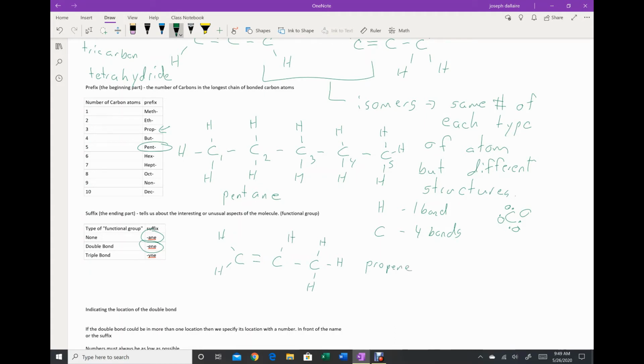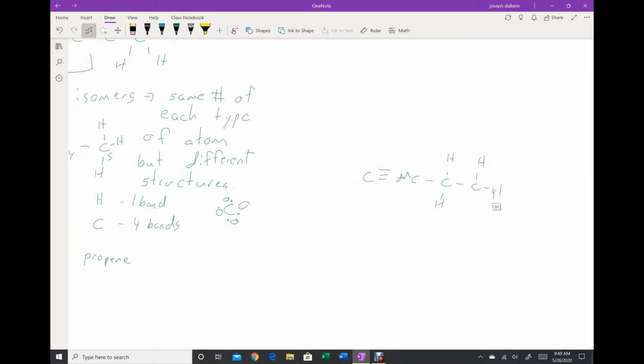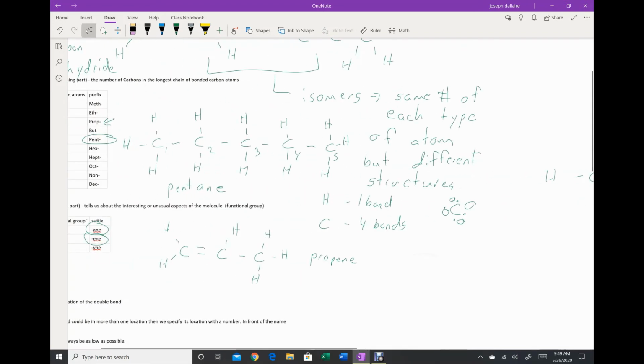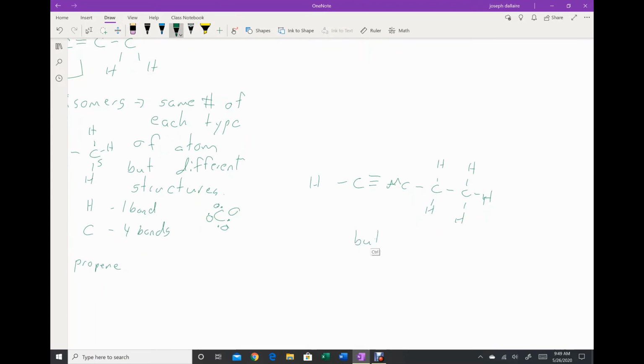And we can still have triple bonds. So if I go over here, carbon, carbon, carbon, just to make it different. And notice that each carbon gets four bonds, and that's how many hydrogens this gets. And this is a one, two, three, four long carbon chain. That's but. So this would be butyne.